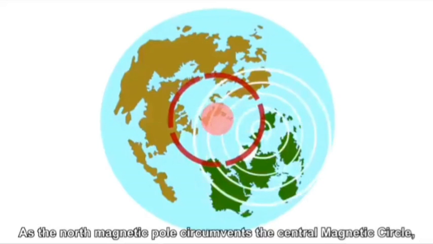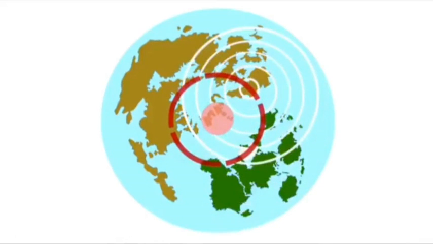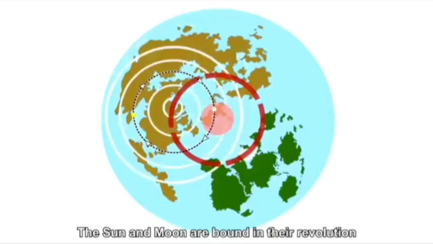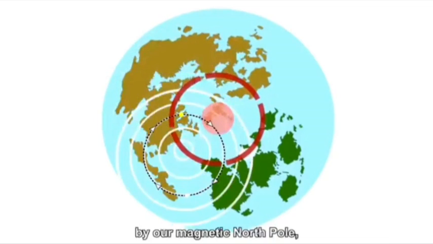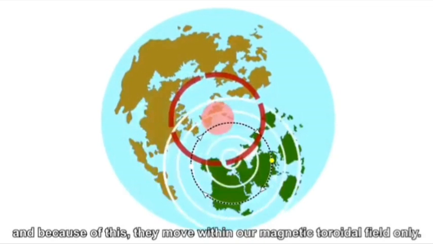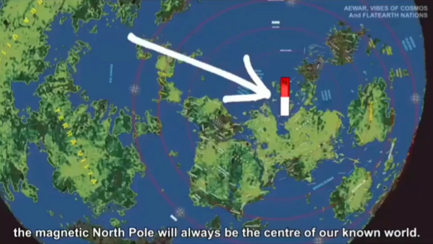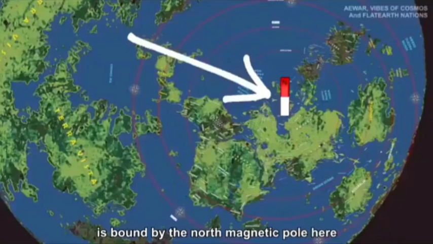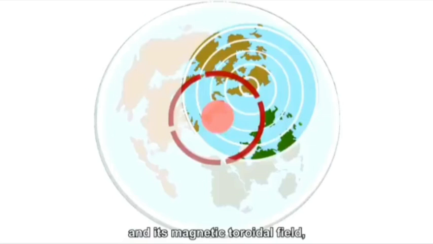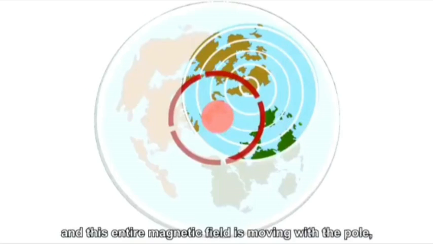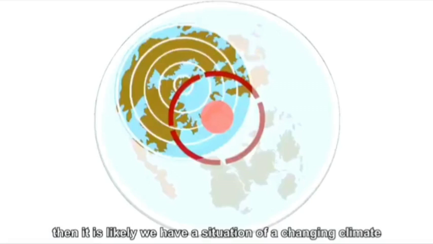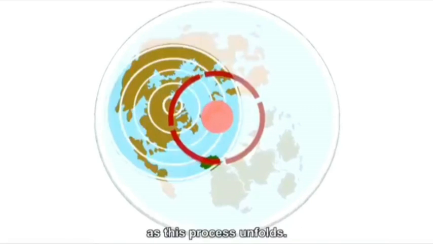As the North Magnetic Pole circumvents a central magnetic circle, the toroidal magnetic field moves with it. The Sun and Moon are bound in their revolution by our magnetic North Pole, and because of this, they move within our magnetic toroidal field only. This is why the magnetic North Pole will always be the center of our known world. If the Sun's concentric journey above us is bound by the North Magnetic Pole here, and its magnetic toroidal field, and this entire magnetic field is moving with the pole, then it is likely we have a situation of a changing climate as this process unfolds.